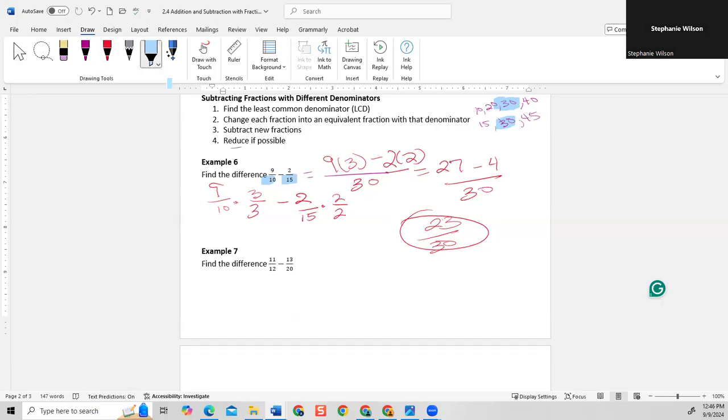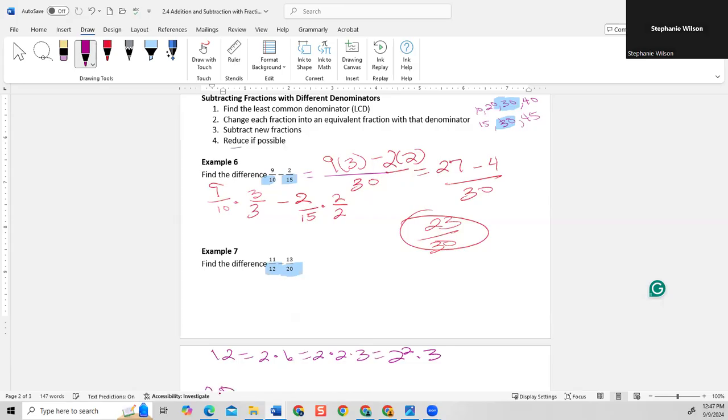So I'll just take one more minute to do the next one. You notice you got 12 and you got 20 in the denominators. So sometimes it's just not as obvious, or it's not as simple. So I can break it down to prime factors. I know 12 is 2 times 6, which is 2 times 2 times 3, which is 2 squared times 3.